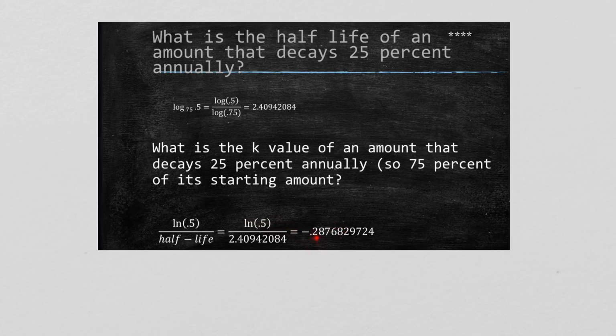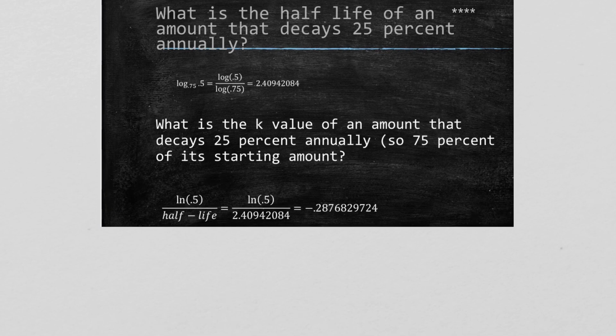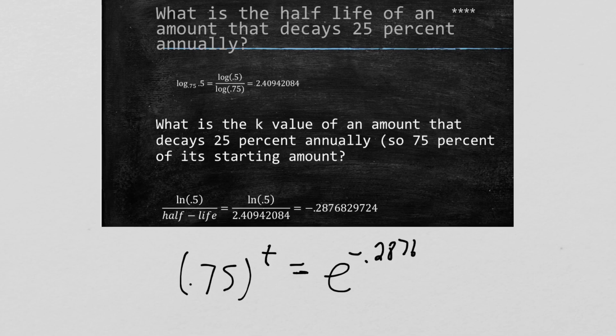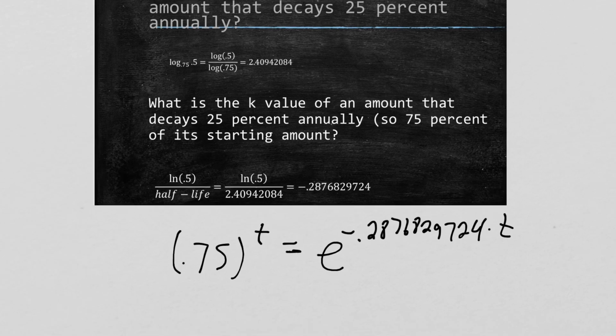And then once we know the half-life, natural log of 0.5 divided by the half-life will give us k, which in this case is negative 0.28768299724. So then if I have a function like 0.75 to the t, which is going to model 25% decay every year, we can set that equal to e raised to the negative 0.28768299724 times t. So these two functions are equivalent, just with different bases.